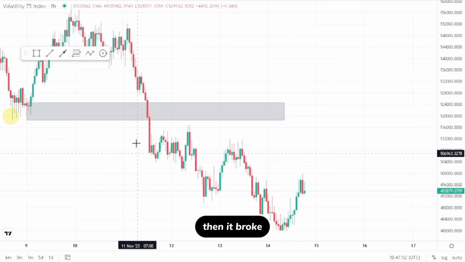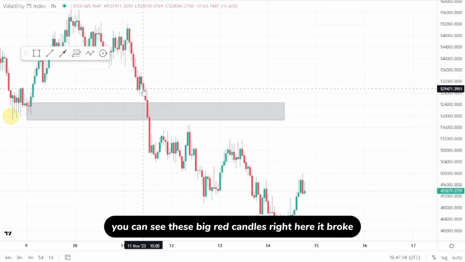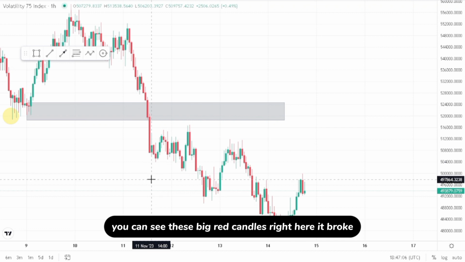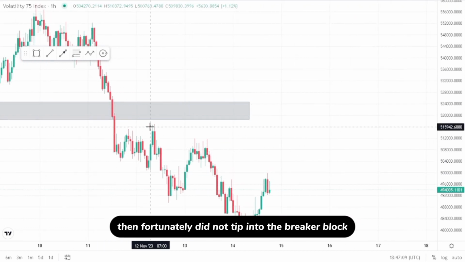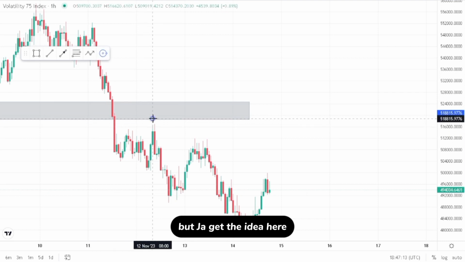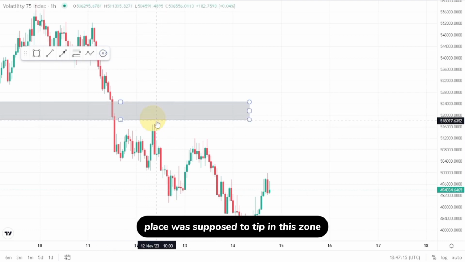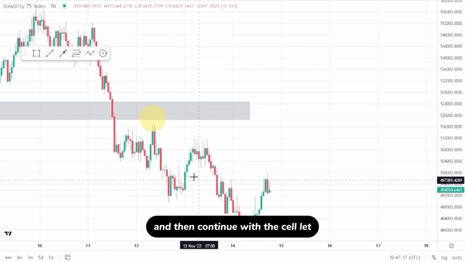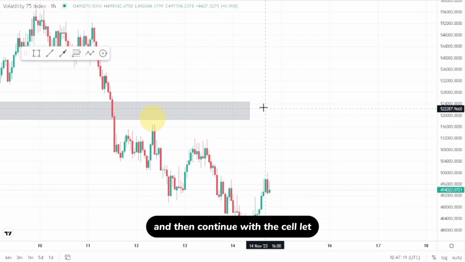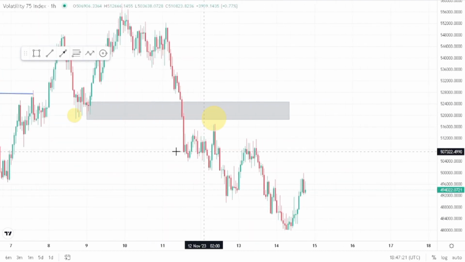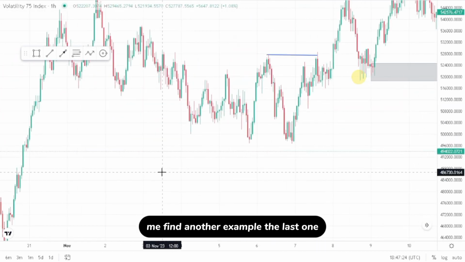Then it broke. It's impossible. You can see these big red candles right here. It broke. Then unfortunately it did not tap into the breaker block. But yeah, you get the idea here. Price was supposed to tap in this zone and then continue with the sell. Let me find another example.